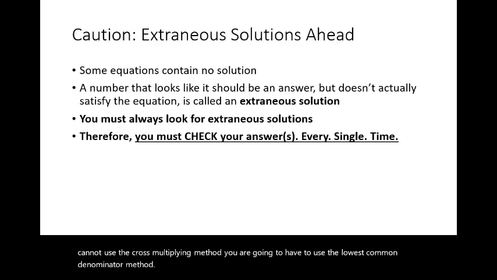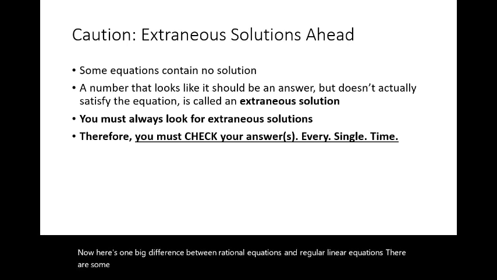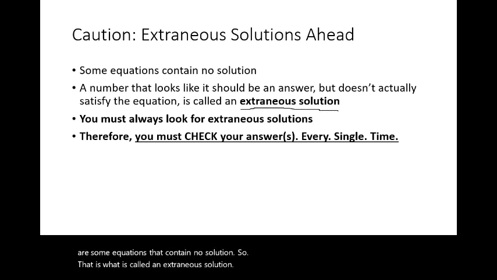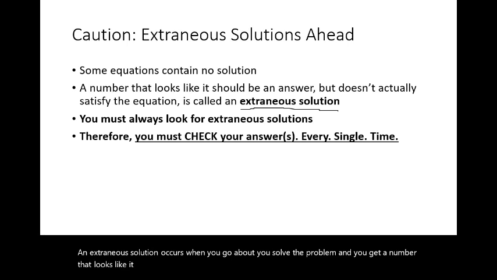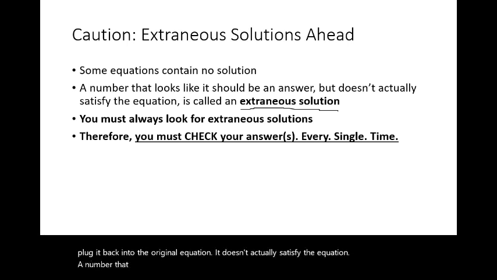Now, here's one big difference between rational equations and regular linear equations. There are some equations that contain no solution. That is what is called an extraneous solution. An extraneous solution occurs when you solve the problem and you get a number that looks like it should be an answer. It looks like it should work. But when you plug it back into the original equation, it doesn't actually satisfy the equation. A number that looks like it should be a solution but doesn't actually work is called an extraneous solution.